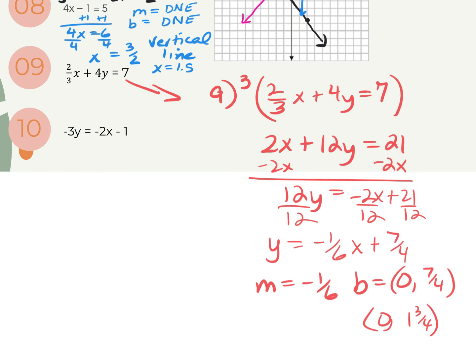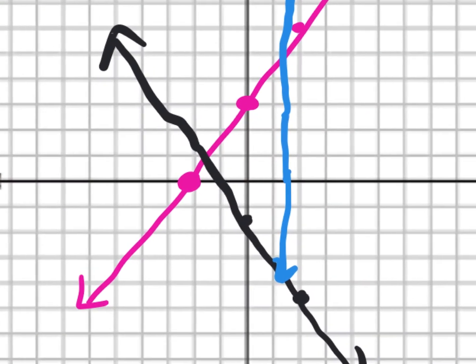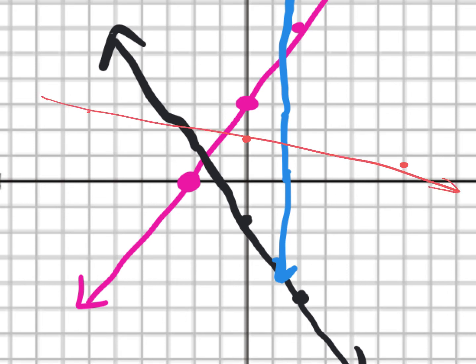So I'll go ahead and put my first point on 1 3/4, and then from that, I'm going to use my slope. I'm going to go down 1 and to the right 6. So at 1 3/4, so about here, I could go down 1 and then to the right 6, and put my point right here. And then connect the points and graph your line.